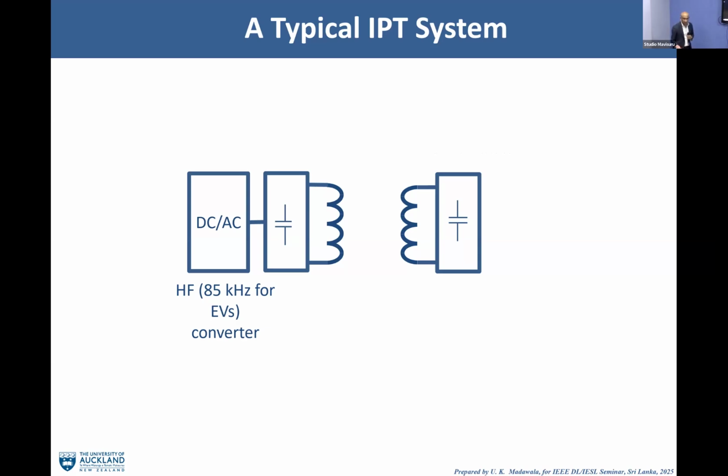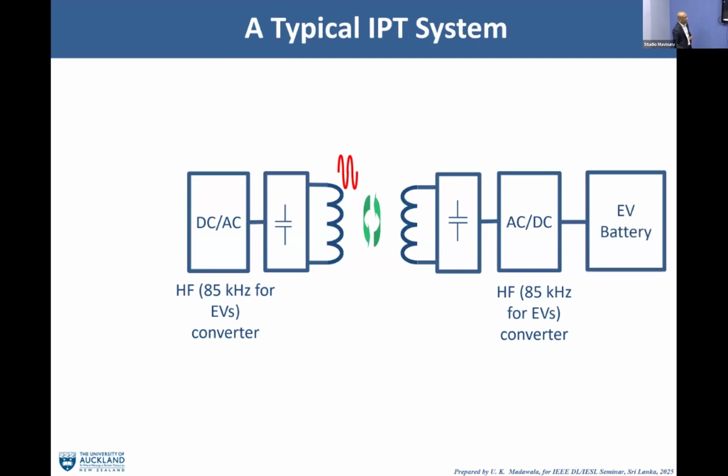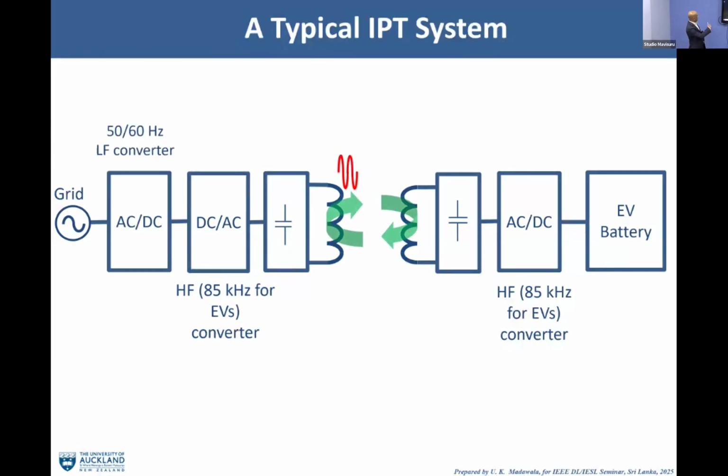Normally it is 85 kilohertz for electric vehicles, and it generates a high frequency 85 kilohertz signal voltage. So the current going through the coil is 85 kilohertz, and the magnetic field is 85 kilohertz. Through the magnetic field and the coupling, the energy is transferred across the air gap from one coil to the other. That is rectified and you get a DC, and that's the load. On the primary side we have the grid, but it's low frequency. We convert it to DC, and then again to high frequency. So this is a typical system.